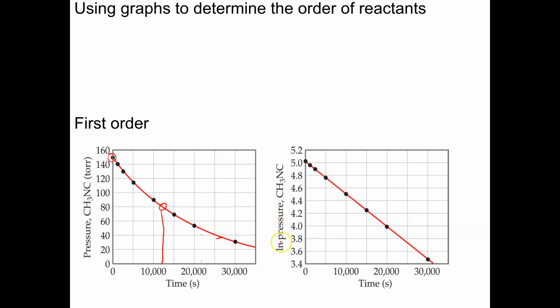Also, if you do ln of pressure, concentration and pressure are interchangeable. They use pressure for gases, they use brackets or concentration for chemicals and aqueous solutions. That's the difference, but same conceptual angle for it. So if you do the natural log of it, for first order, you always get a straight line. So if you don't get a straight line for ln, it's not first order.